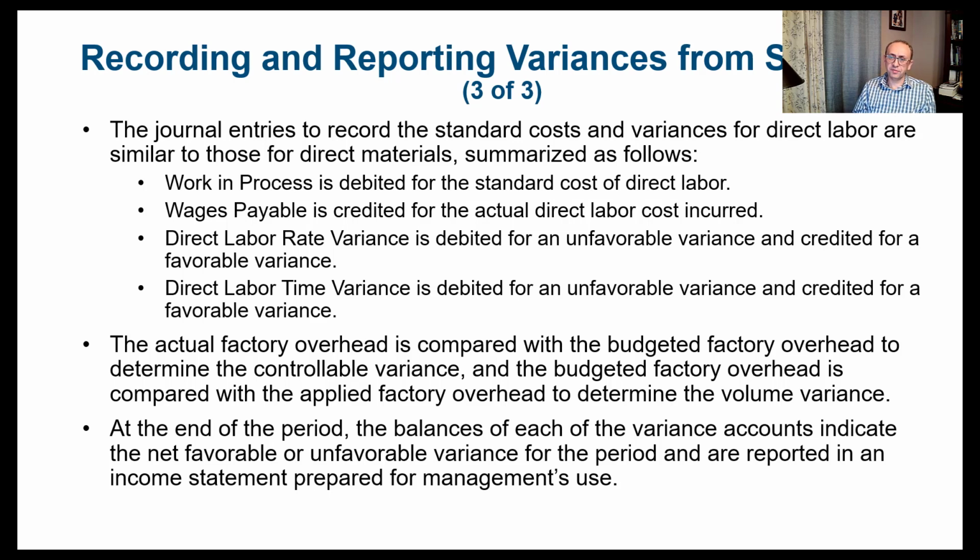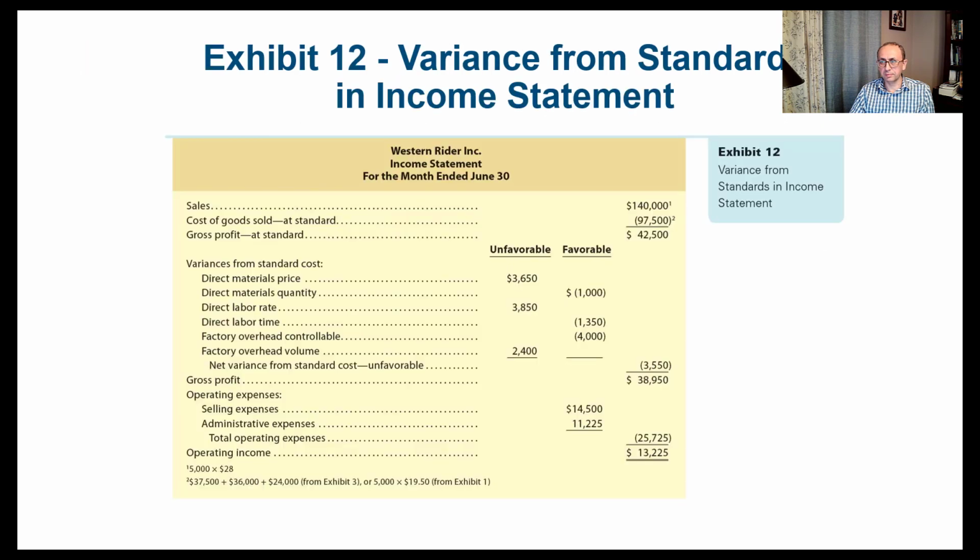So the actual factory overhead is compared with the budgeted factory overhead to determine the controllable variance, and the budgeted factory overhead is compared with the applied factory overhead to determine the volume variance. So we have the controllable variance and we have the volume variance. At the end of the period, the balances of each of the variance accounts indicate the net favorable or unfavorable variance for the period and are reported in an income statement prepared for management's use. So that's not for external use, it's only for management use. And we'll see an example here.